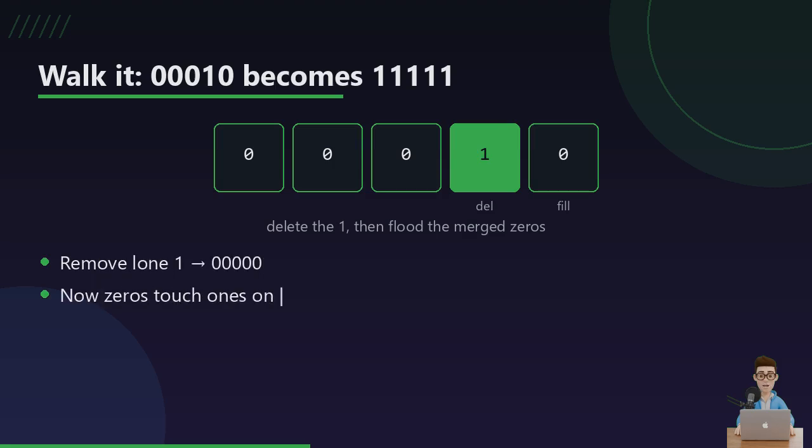Take 00010, erase that lonely one, and the whole strip is zeros surrounded by ones. Fill in by ones. Notice the middle one we deleted was the key that unlocked both zero gaps.